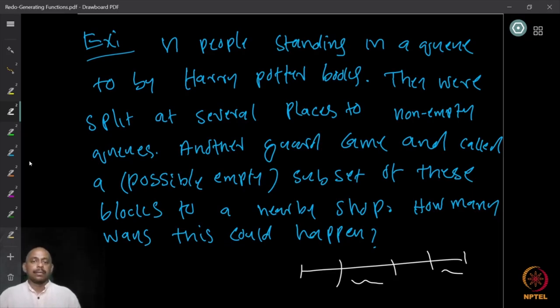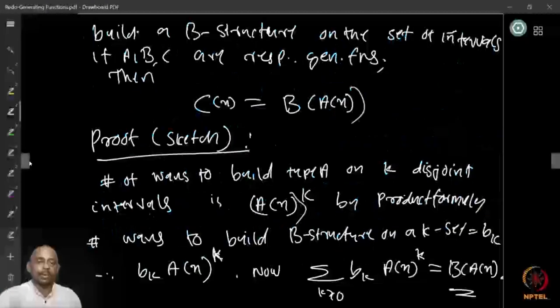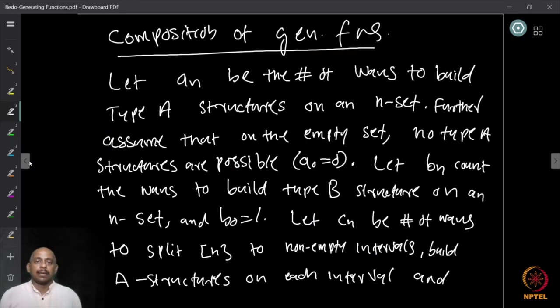So, therefore, there is exactly one way to do nothing, right? Once you split at several places, you have the queues, and we do nothing. When we were defining this, what we said is that A and B, the number of ways to build type A structures on an element set, and Cn was the number of ways to split n into non-empty intervals and then build A structures on each interval.